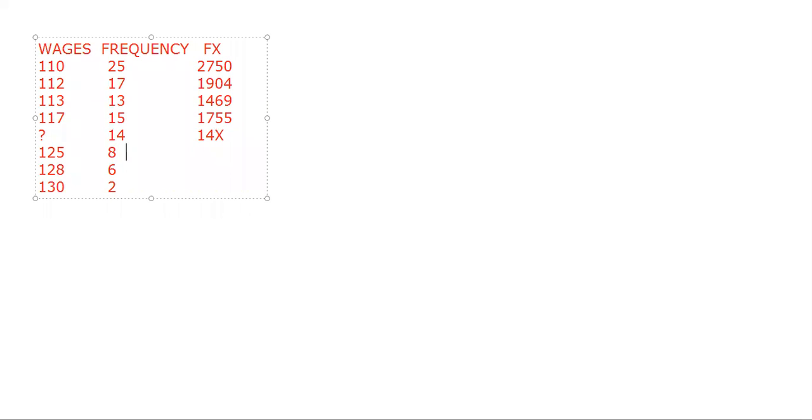Now next is 125 into 8. 125 into 8, what do I get? 1000. Then 128 into 6. That is 768. And last but not the least, 130 into 2. Very simple. 260. Clear? So this is the fx which is given to me. Now let me find out the total.